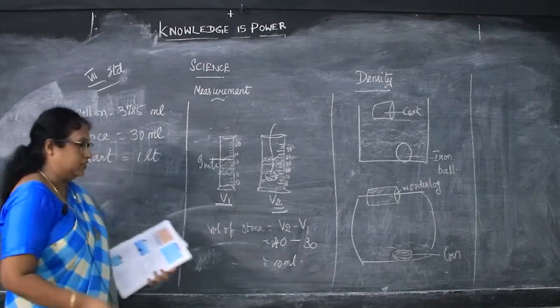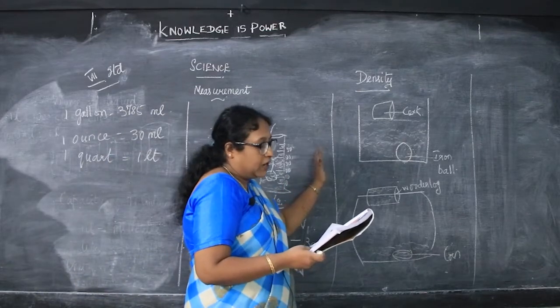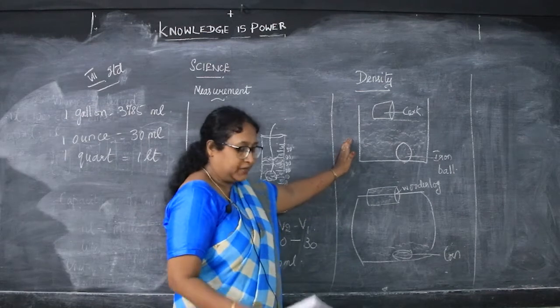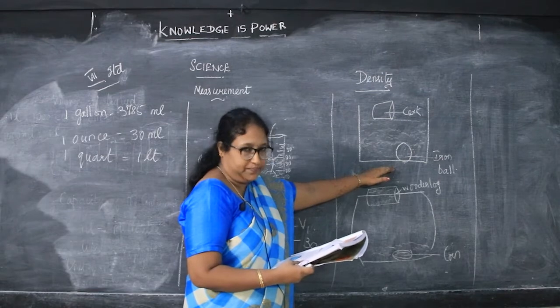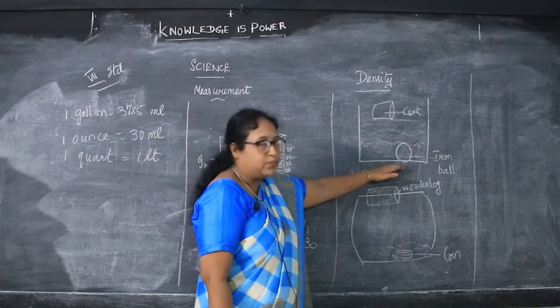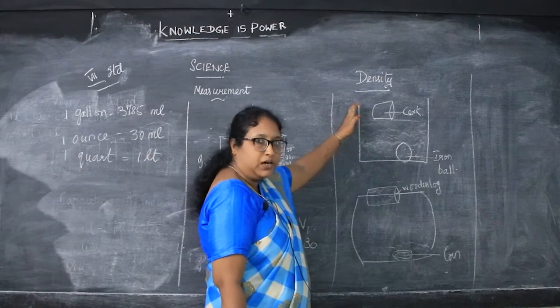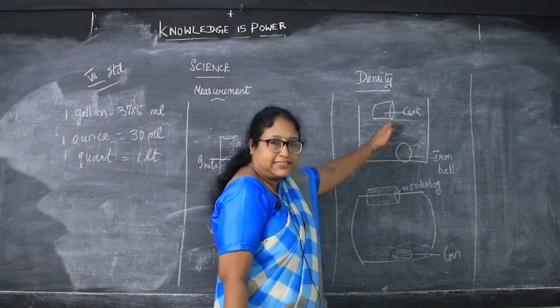Next we will go to density. Take water in a beaker. Then you drop an iron ball into the water. What happens? The iron ball sinks. Then you drop a cork inside the water. The cork floats. What do you understand from this?